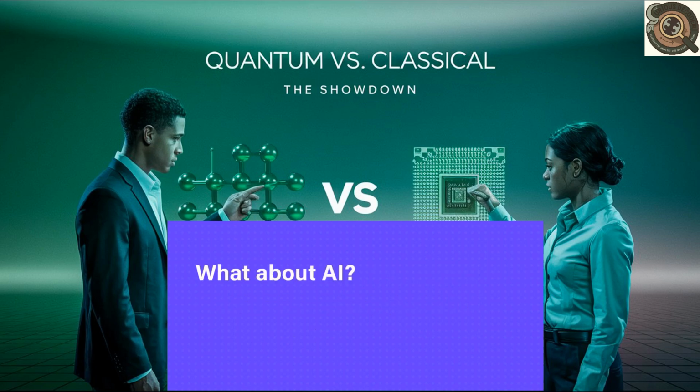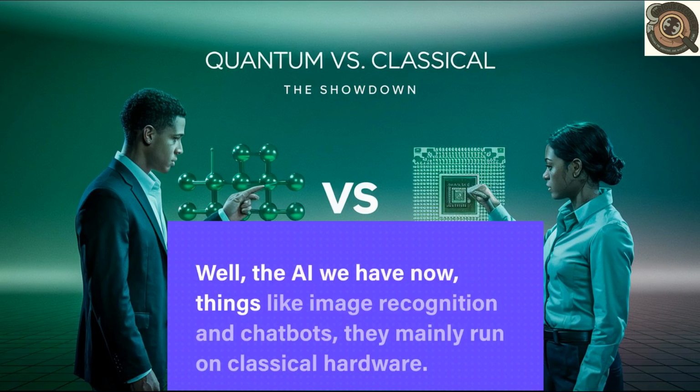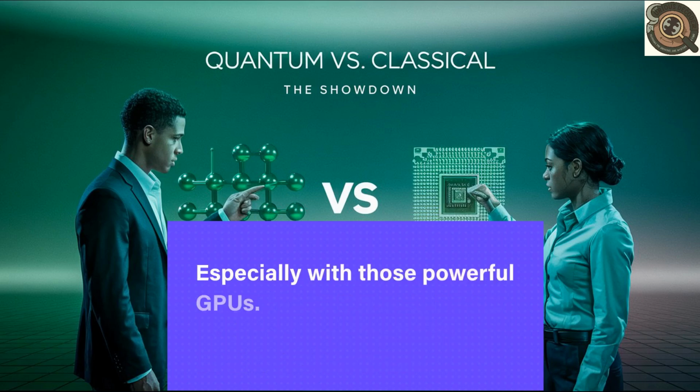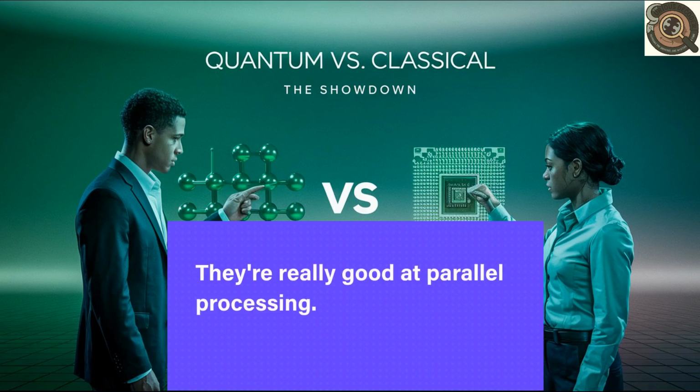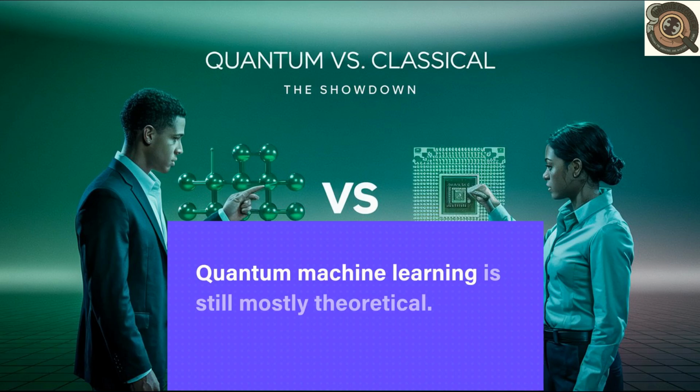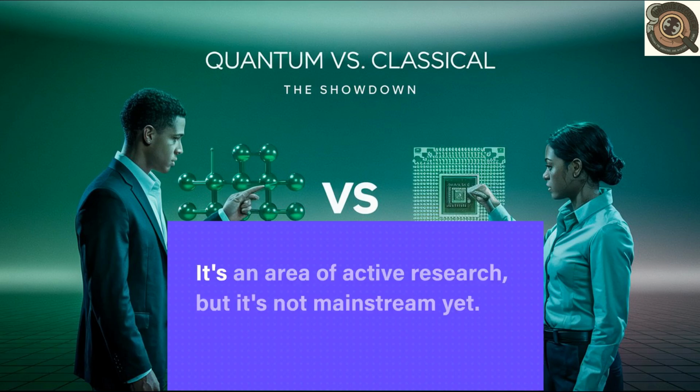What about AI? Well, the AI we have now, things like image recognition and chatbots, mainly runs on classical hardware, especially with those powerful GPUs, graphics processing units. They're really good at parallel processing. Quantum machine learning is still mostly theoretical. It's an area of active research, but it's not mainstream yet.